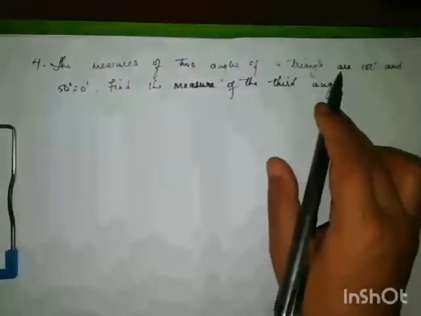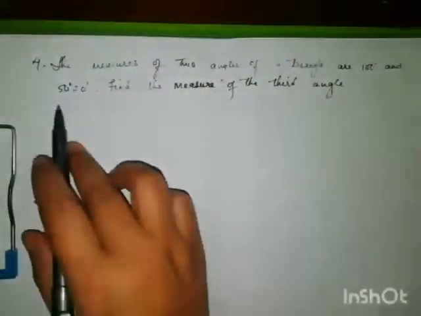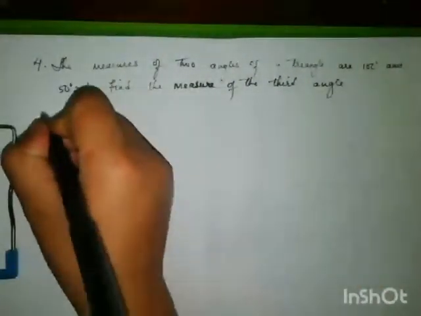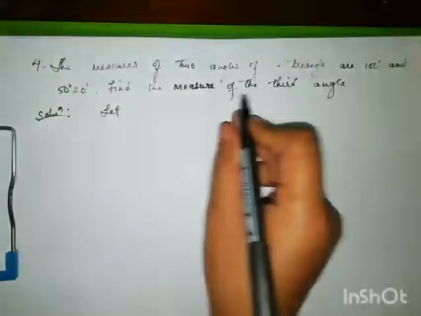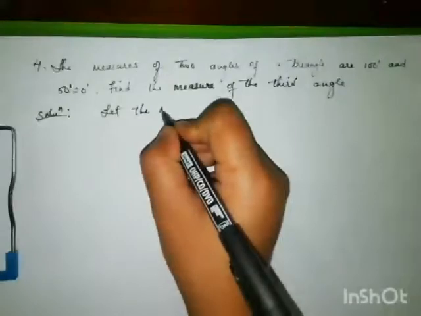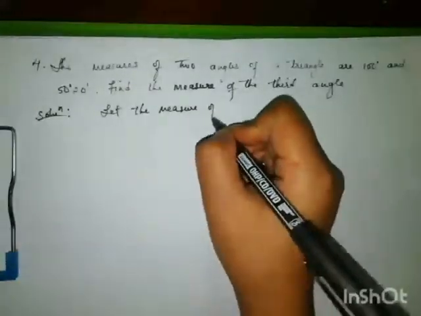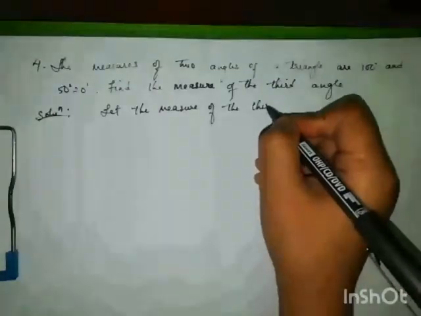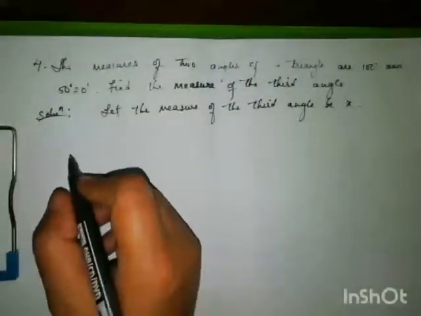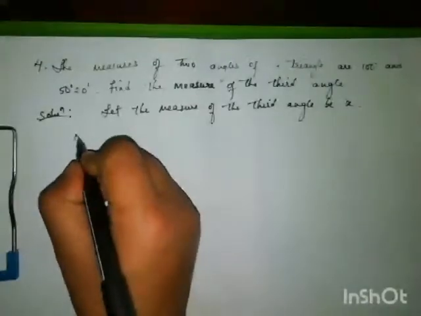Question number 4. The measures of two angles of a triangle are 100 degrees and 50 degrees 20 minutes. Find the measure of the third angle. Solution. First of all, let the measure of the third angle be x. The sum of angles is equal to 180 degrees.